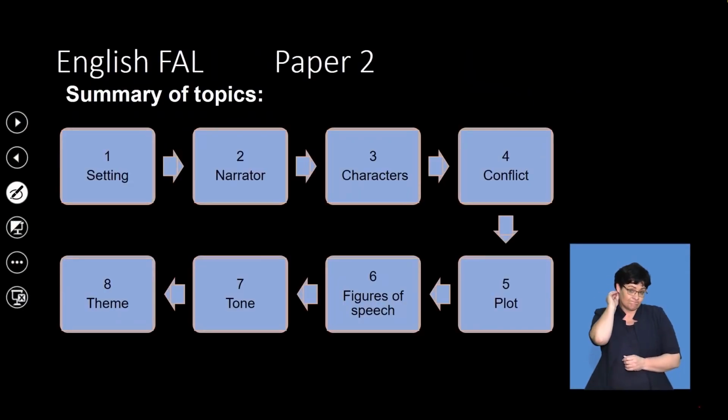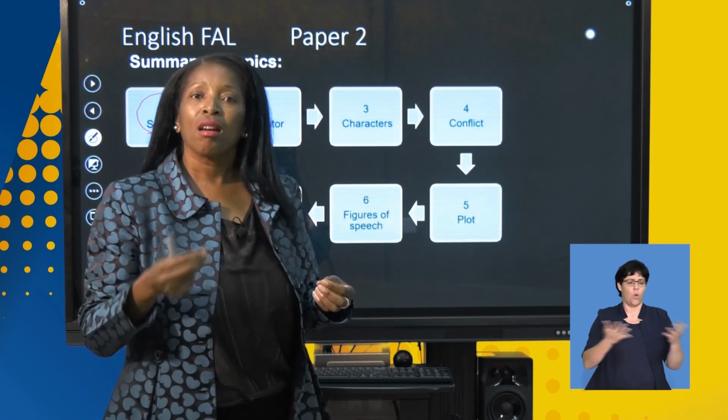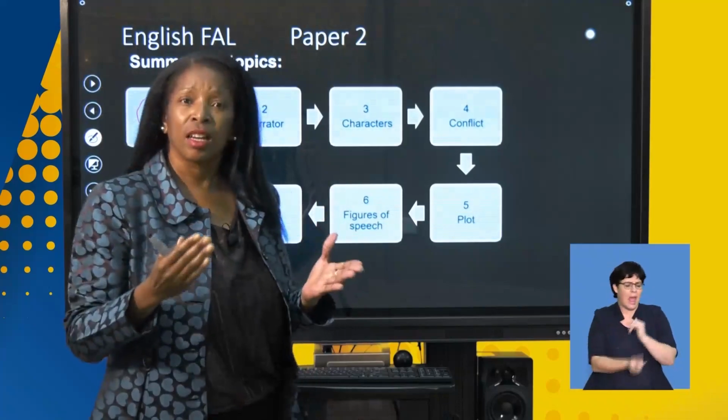Please remember, in literature, we have what we call building blocks of literature. Now, this is what examiners are going to be using in ensuring that they ask you questions relevant to all the literary papers or all the aspects that they need to ask you. Remember, the first one is setting. Setting is about where and when whatever text takes place.